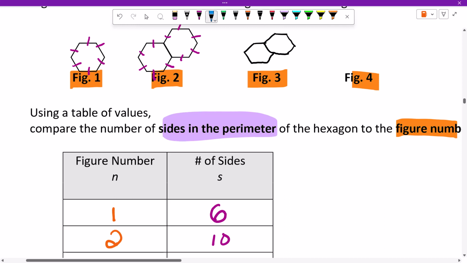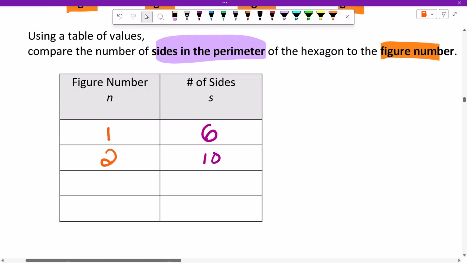So I'm going to add on an extra hexagon here, like so. And we're going to count up how many sides are in the perimeter. How many are there? 14. 14, thank you, because you add up all the sides, there are 14. So we have 3 here and 14 here.